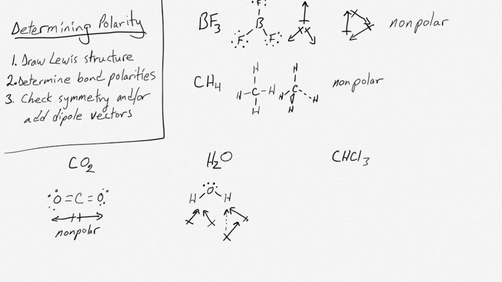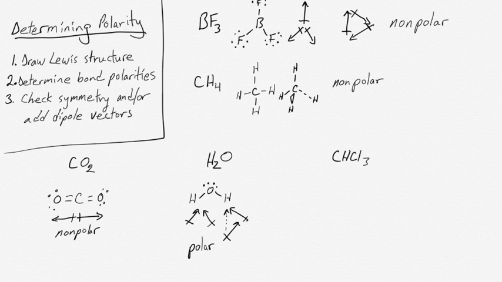And if you end up with an overall net dipole moment, you have a net polar molecule. And in this instance, the positive side of the molecule is the bottom side with the hydrogens, and the negative side is the top with the lone pairs of electrons.